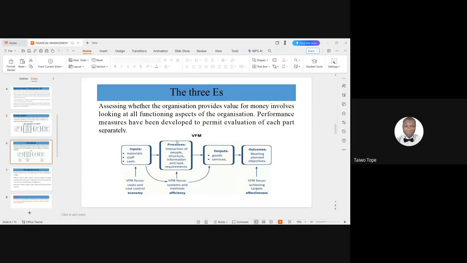So why does value for money matter? All you've said, you're very correct. Let me add my voice to that. To ensure accountability in the use of public or donor funds. That is one of the reasons why it matters. Another is to help organizations make informed decisions about spending. When you don't plan, when you go to the market, everything you see is what you buy. I know females, before they go to the market, they write their list.